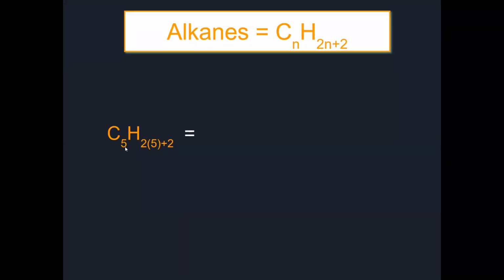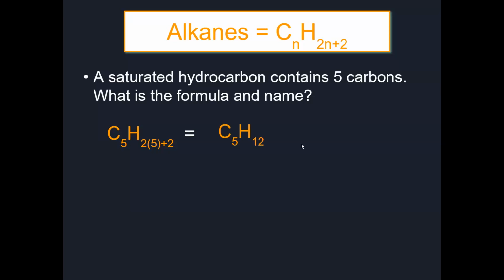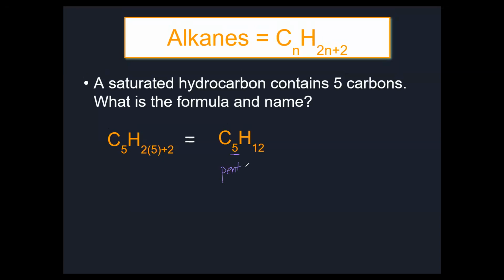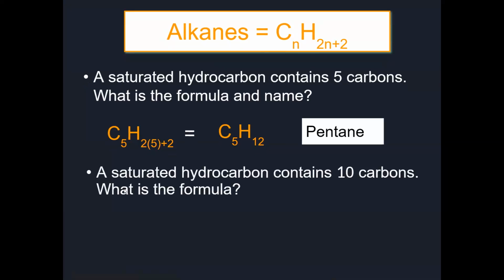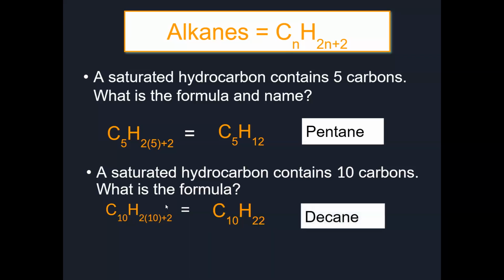So let's try it. If I have 5 carbons, using this formula, then I have 2 times 5 plus 2 to get the number of hydrogens. C5H12 would be the formula for, let's think, 5 carbons, pentagon. Pent, ane, because they're all single bonds. Alkanes are all single bonds. So this guy's name is pentane. Okay. What if you have 10 carbons? Okay. Same formula, because it's only for the alkane group. It's saturated. And that's decane.